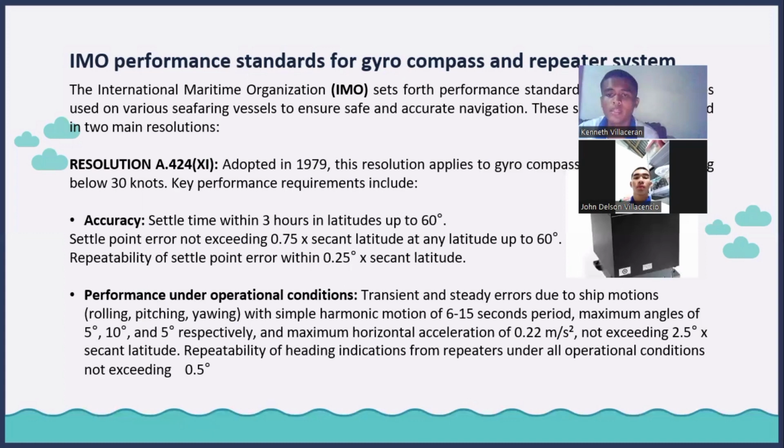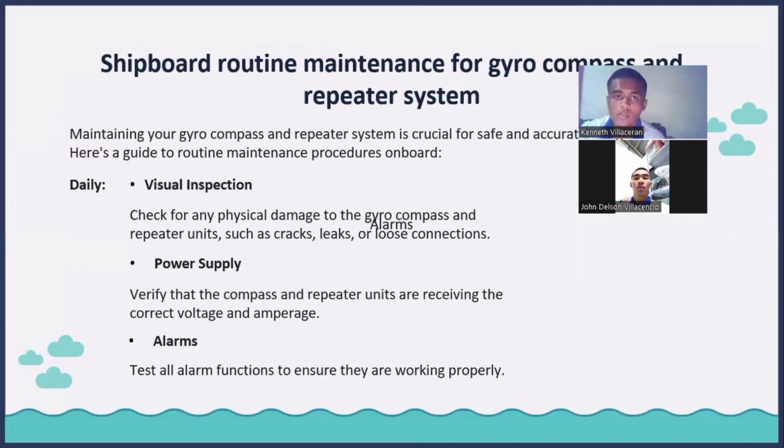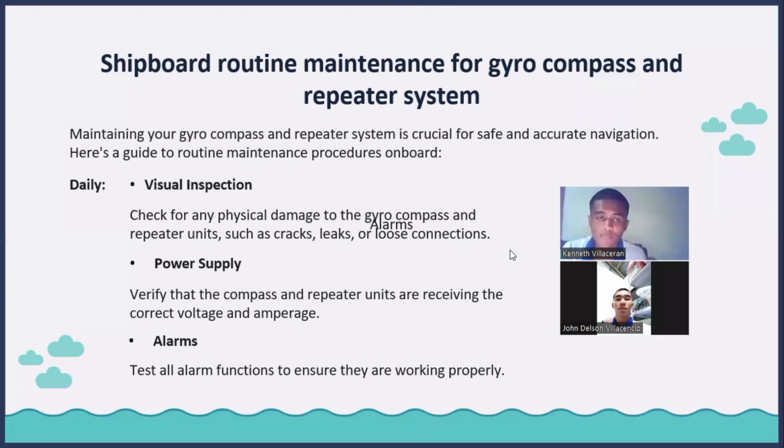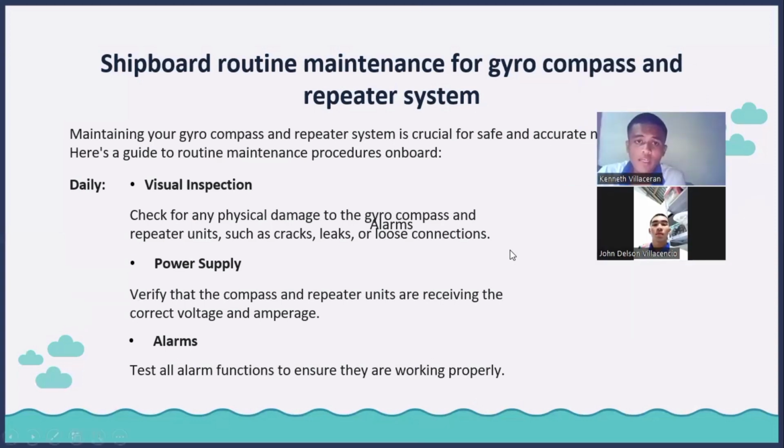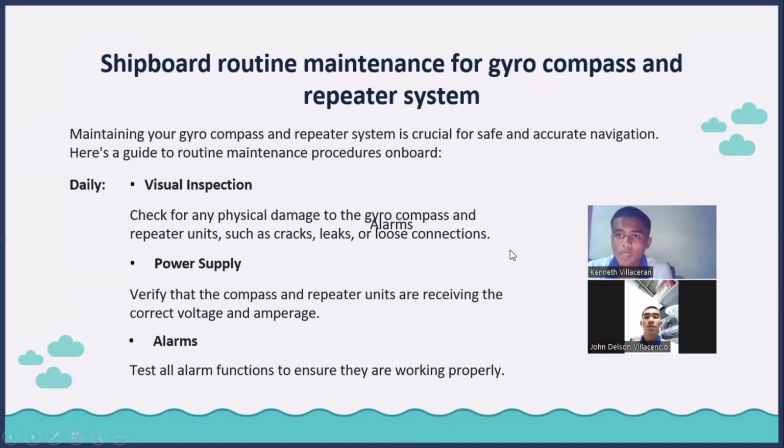Repeatability of heading indications from repeaters under all operating conditions not exceeding 0.5 degrees. Now, shipboard routine maintenance for gyro compass and repeater system. Maintaining a gyro compass and a repeater system is crucial for safe and accurate navigation. Here's a guide to routine maintenance procedures on board.